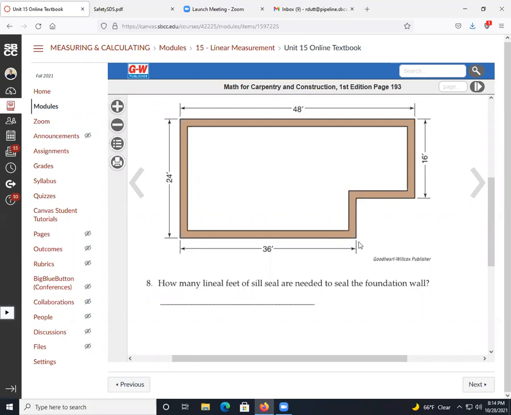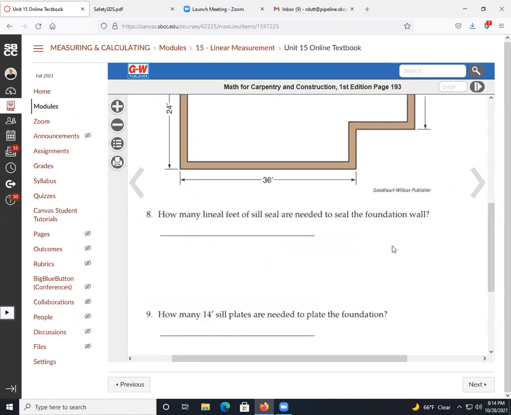So we just go around again. We'll go clockwise, starting with the 36. 36 plus 24 is 60. Plus 48 is 108. Plus 16 is 124. Plus 12 is 136. Plus 8 is 144.